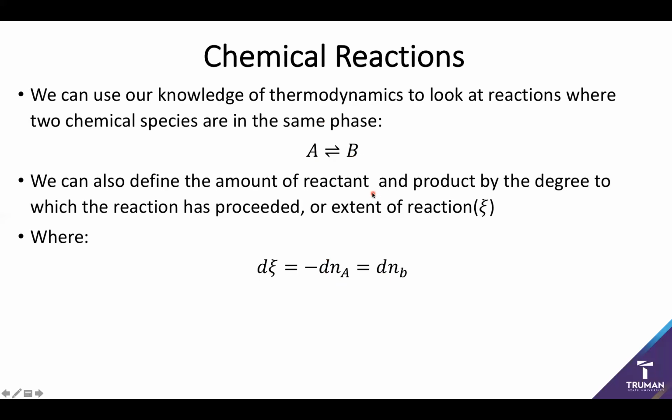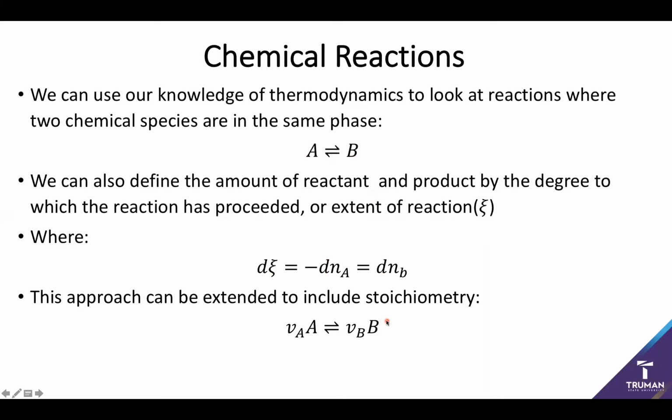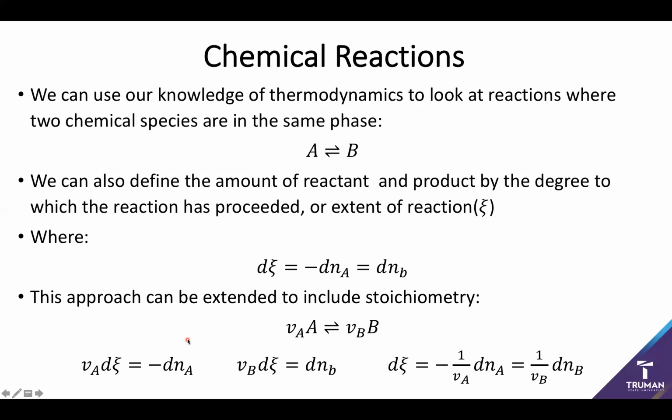Now, it is worth noting we are going to have to extend this approach to include stoichiometry. So I may have a coefficient for the amount of A consumed and a coefficient for the amount of B produced. And in that case, I can simply get at the number of moles of A consumed by multiplying my stoichiometric coefficient by the extent of reaction. And this is really what our stoichiometric coefficients tell us: if I have 1 mole of reaction, how many moles of A being consumed or B being produced does this relate to?